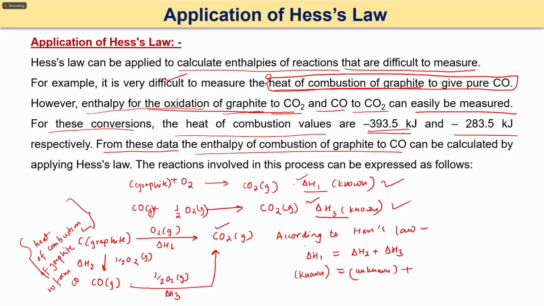Now delta H3 is what? The reaction of carbon monoxide with oxygen to form carbon dioxide. Here it is written that the oxidation of carbon monoxide to carbon dioxide can be easily measured, and it is minus 283.5 kilojoules. So delta H3 is also known. If we know two values, we can easily calculate the other value. If you know this value and this value, you can easily calculate delta H2.